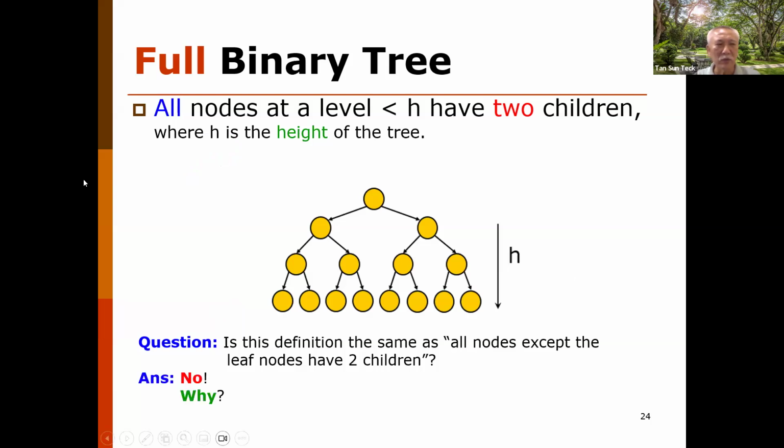So why? The idea is if you say all nodes except the leaf nodes must have two children, you can actually have a leaf node down here with no children. This is a leaf node, everything else has two children, but it's not a full tree, because some of the leaf nodes might not be on the same level. So you can see that this is not a full tree. So this is the only definition correctly describing a full tree.